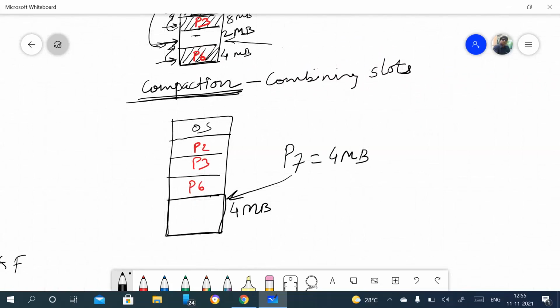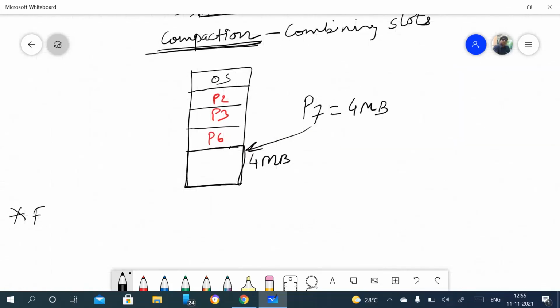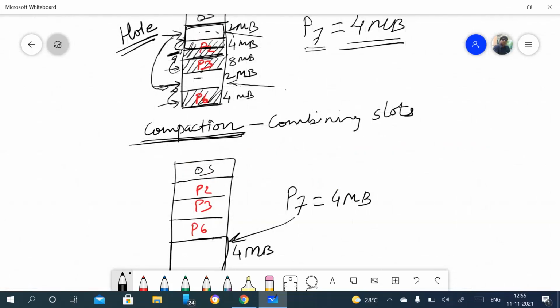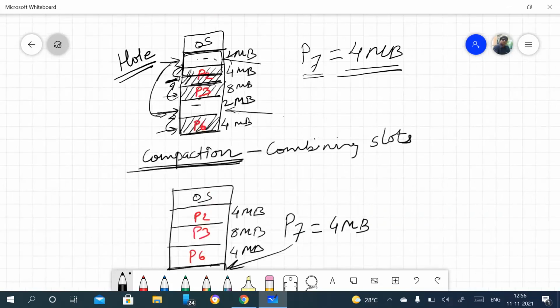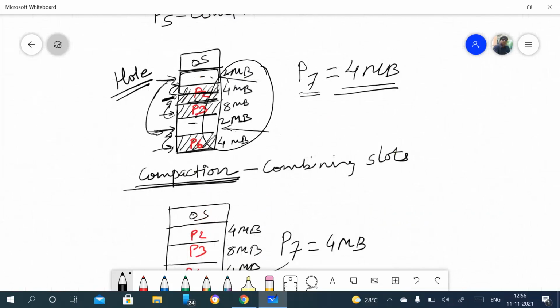Sir, in this last column, the size of this P2 slot is 2 MB because we have removed 2 MB from the previous one. See, here this becomes 4 MB. Then this P3 requirement is 8 MB, and this is 4 MB. Whatever the last one is, that becomes 4 MB. So the total size remains as it is. Okay, sir. Thank you very much.